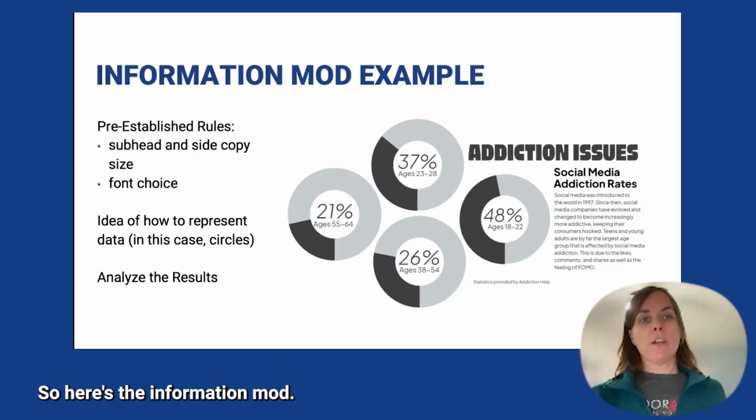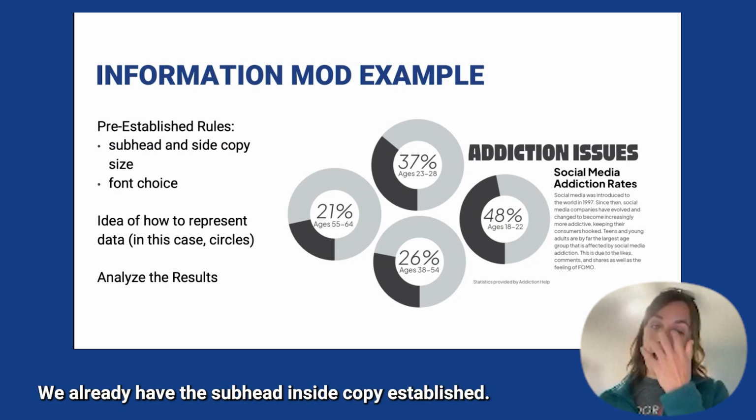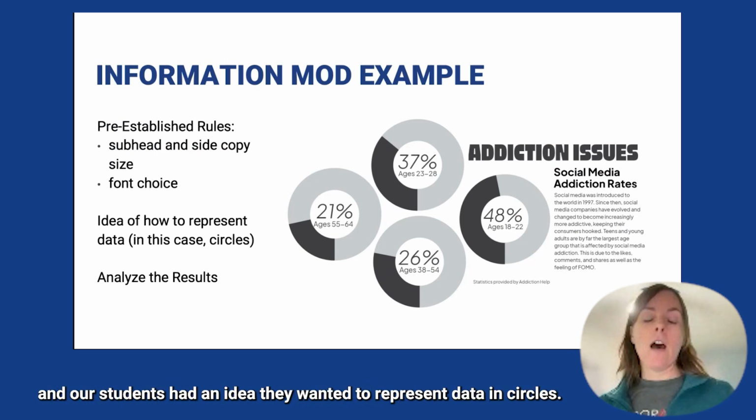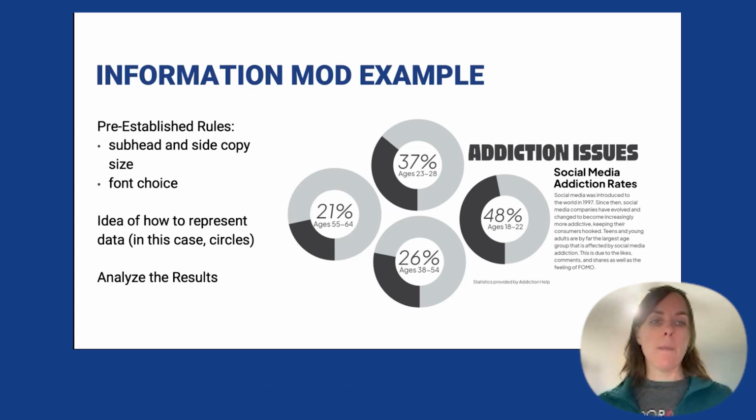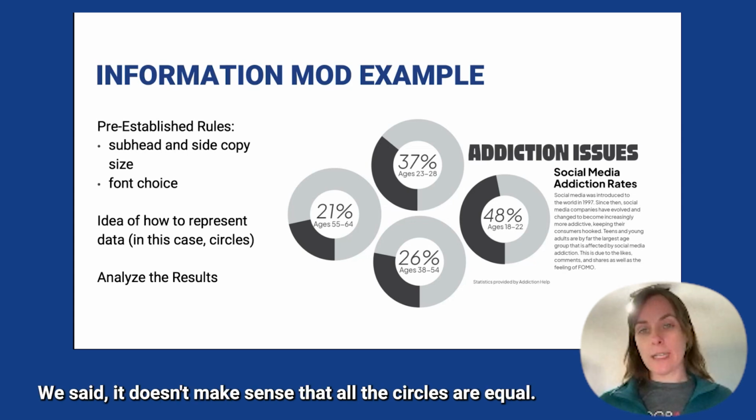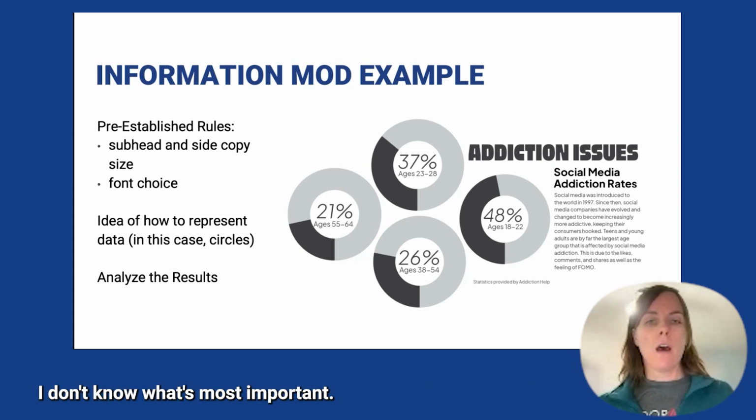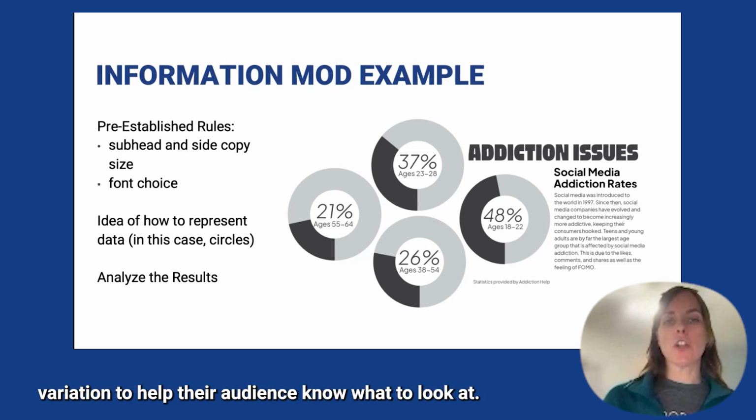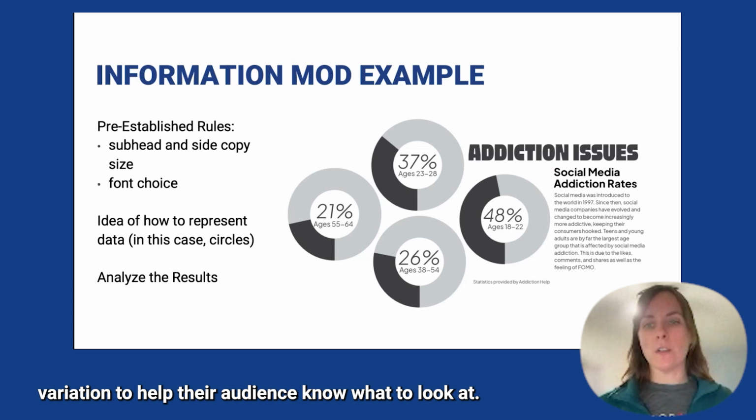Okay, one more example. Here's an information mod. We already have subhead and side copy established, and we already know what our font choice is. Our students had an idea. They wanted to represent data in circles, and so they made this. And we analyzed the results of it. We said, it doesn't make sense that all the circles are equal. I don't know what's most important. We think that we need some variation to help their audience know what to look at.